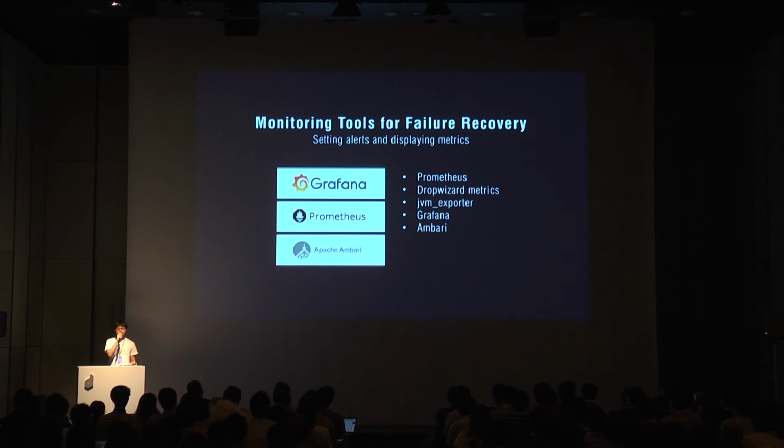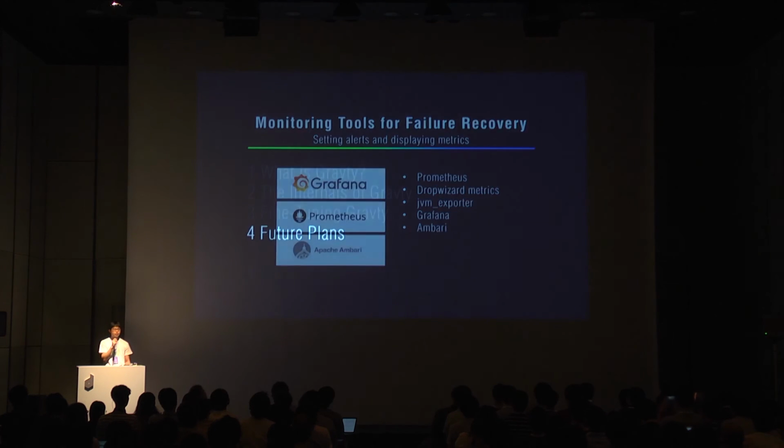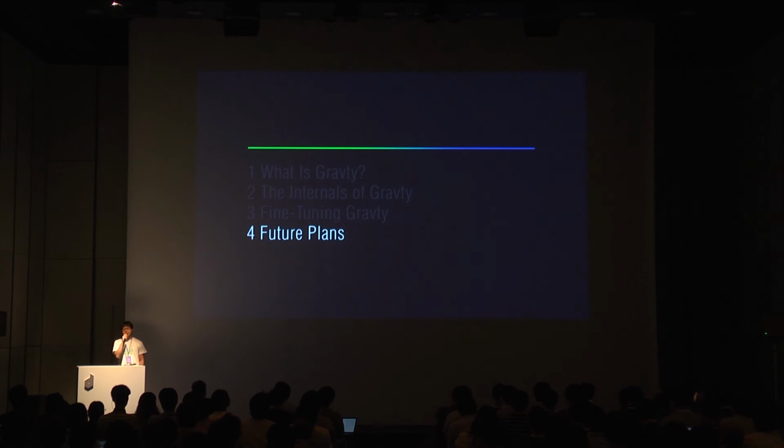We use various tools with Gravty for gathering, monitoring, and visualizing performance metrics. For example, Prometheus for gathering data, and Grafana for our graph dashboard. We use Dropwizard metrics and JVM exporter for Java system metrics. It's almost time to wrap up. Before we finish, KyoungBok will return to the stage and briefly mention our future plans.